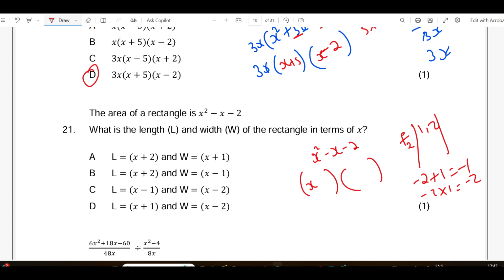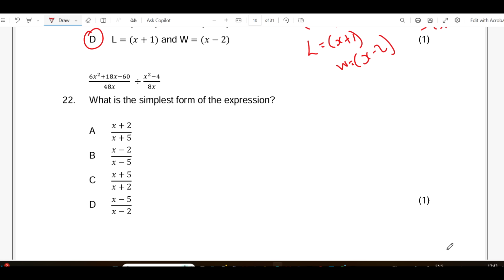And then this is going to be x, and this is going to be x. And minus 2 plus 1. So my length is going to be x plus 1, and then the width is going to be x minus 2. So the correct answer is D. So let's proceed to number 22.